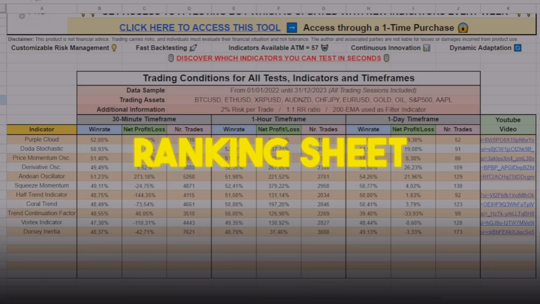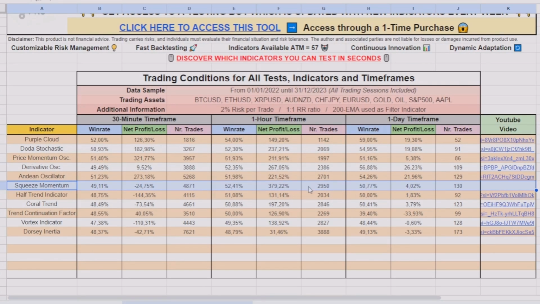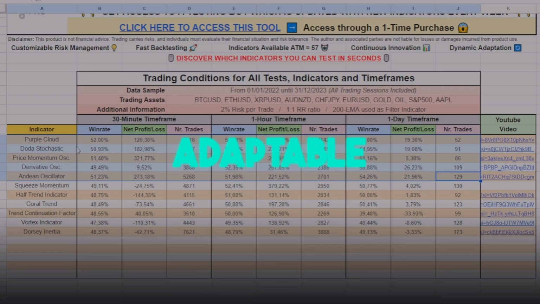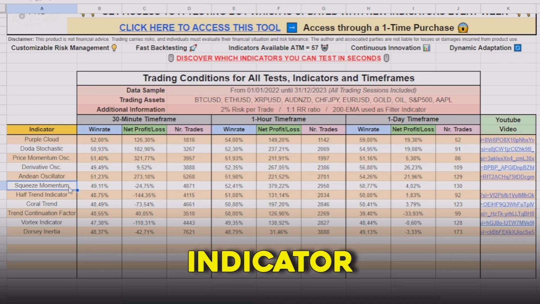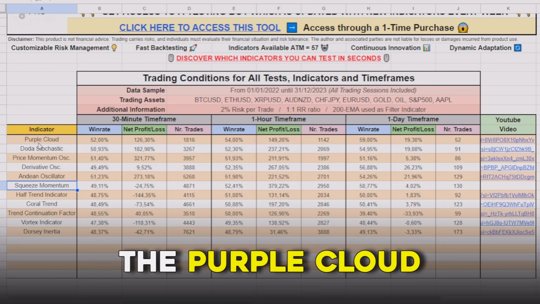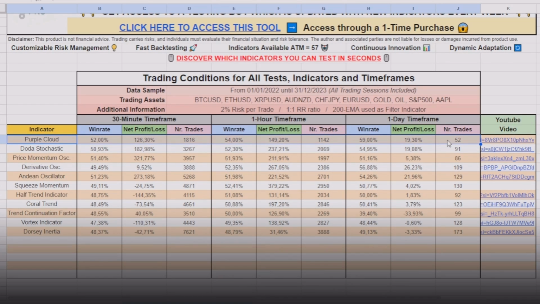In our ranking sheet, I believe the squeeze momentum's place is here, because despite this indicator being the best tested so far for the 1-hour time frame, overall these other indicators are more consistent across all the 3 different time frames, making them more adaptable, which is a very important factor for any trading indicator. And as such, the purple cloud will continue to be our top indicator tested so far, and you can watch the corresponding video here.